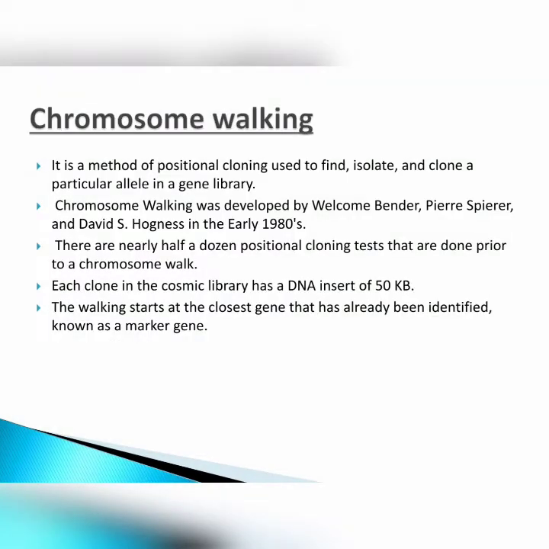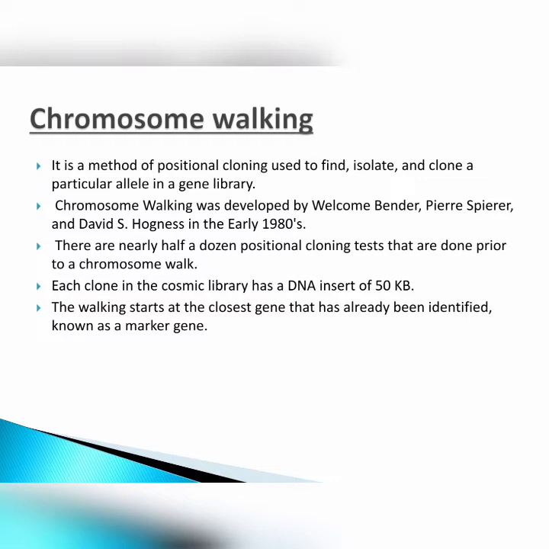Chromosome walking is a method of positional cloning used to find, isolate, and clone a particular allele in a gene library. Chromosome walking was developed by Welcome Bender, Per Spierer, and David S. Hogness in the early 1980s.